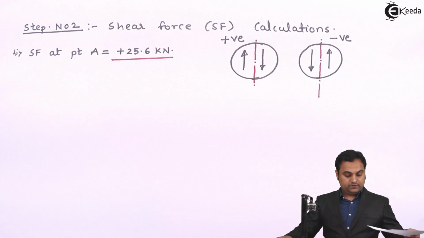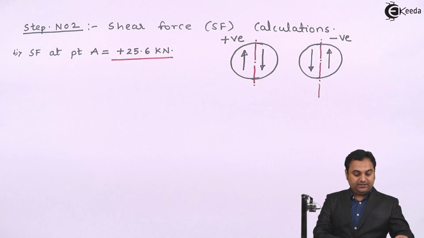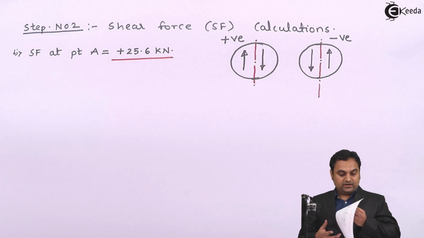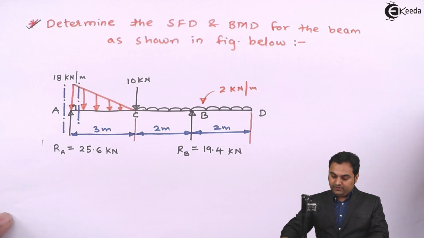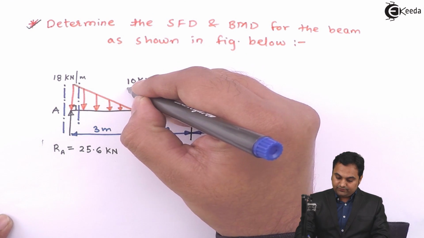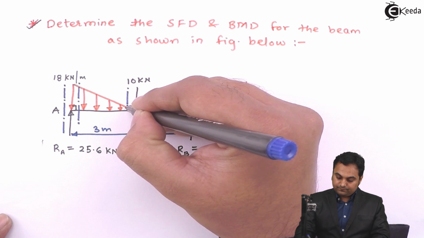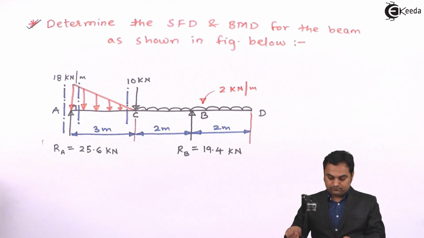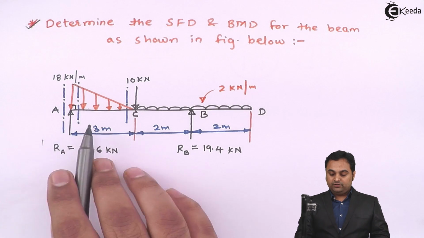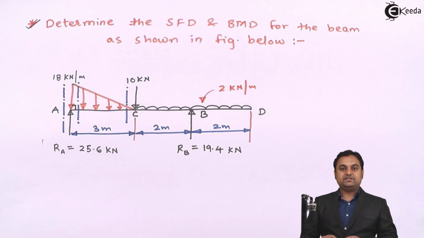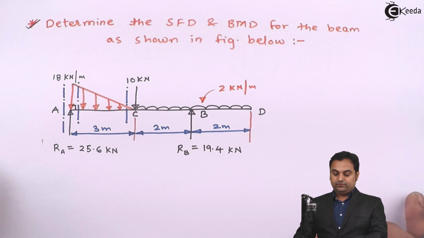Next, here I have point C. After A, there is point C. Now for point C, first I will take the section to the left of C. So SF at point C. Now taking the section to the left, first of all there will be RA which is acting upward, so positive, plus 25.6.